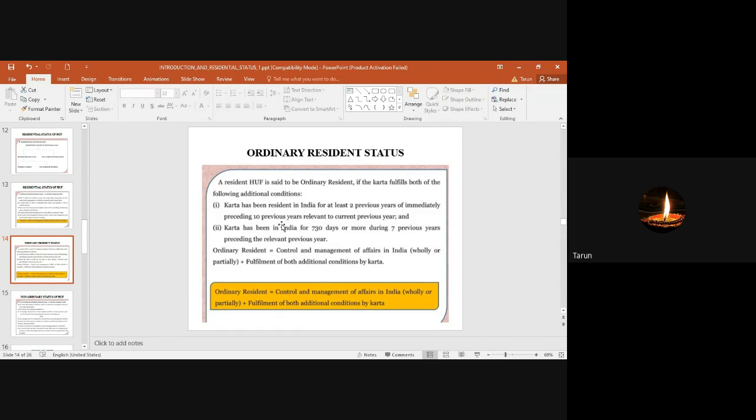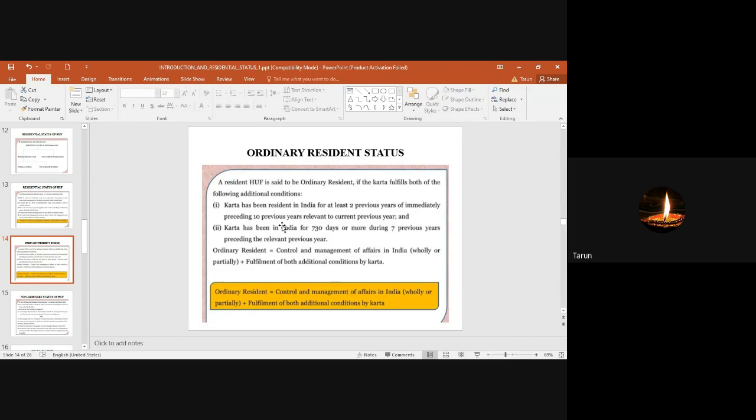A resident HUF is said to be an ordinary resident if the Karta, I already taught you who is Karta, fulfills both of the following additional conditions. These are the two additional conditions, which are very similar to the individual additional conditions. Both are the same, but there is one major difference. In the individual case, the individual has to satisfy both conditions. But in the Hindu undivided family, the Karta has to satisfy both conditions.